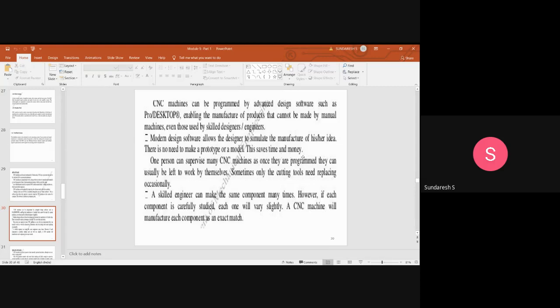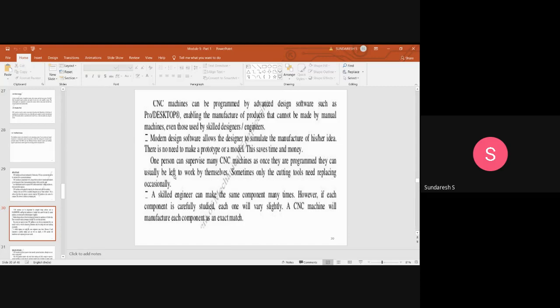This saves time, and it's one of the most important advantages of CNC machines. When you have a new product or a new component to be developed, there is no need to have any prototype or a model. You can simulate using the modern design software, and by doing that you can save time as well as money.